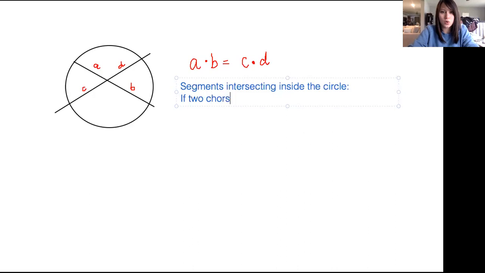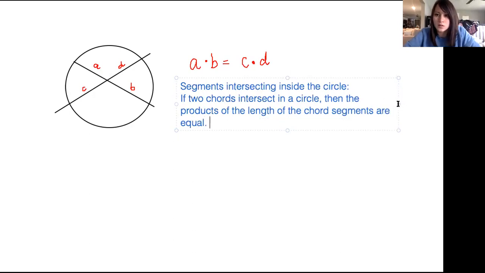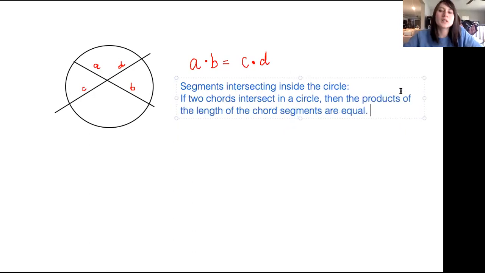If two chords intersect in a circle, then the products of the length of the chord segments are equal. So let's test this out. Let's take a look at our study guide for a second and let's test this out.